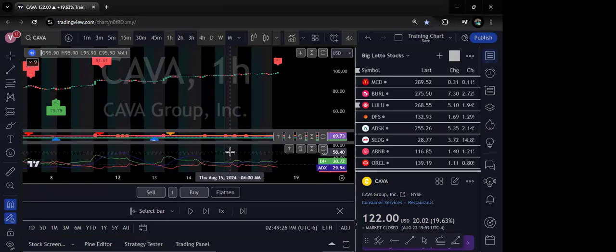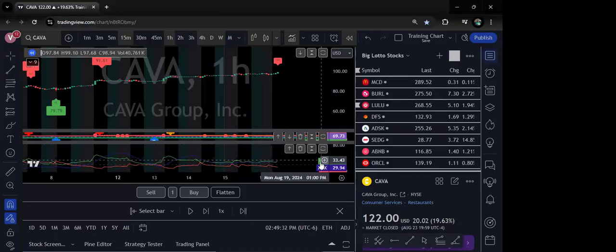I like the 1 hour time frame. You can do 4 hour. Daily is long term, so sometimes it might take long before you see the ADX above 30, especially for stocks that were bearish and then are moving up. So let's do a replay and see.